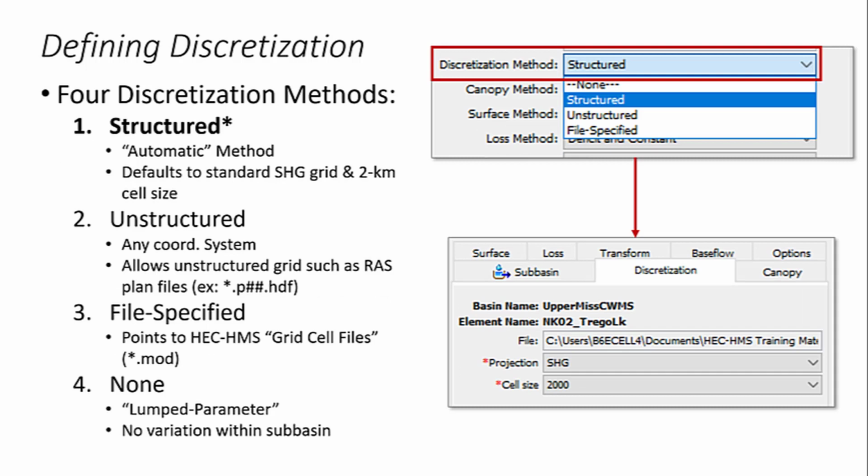The structured discretization method is a quick and easy approach to discretizing the model, as it applies a standardized grid format at a preset resolution. The unstructured method allows for a user-specified coordinate system and can be easily defined with HEC RAS plan files. File specified allows the user to point directly to an existing HEC HMS grid cell file. Defining a none discretization assumes no variation of variables within the subbasin, resulting in a lumped parameter, non-gridded approach. Once the discretization has been defined, the gridded precipitation can be added to a simulation and the HMS model can be run.